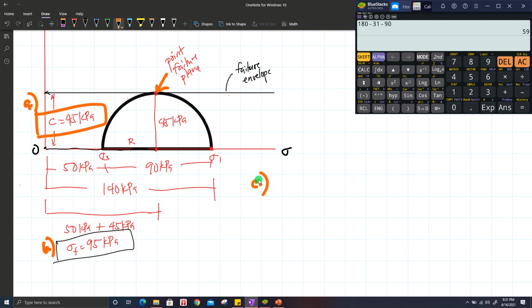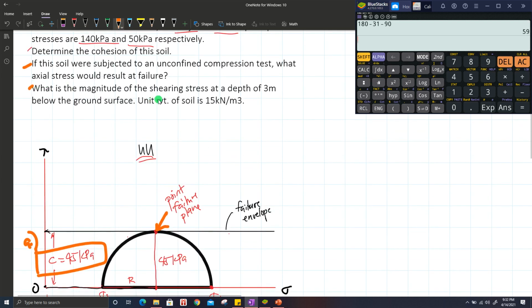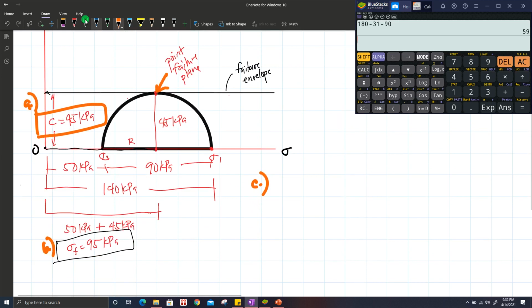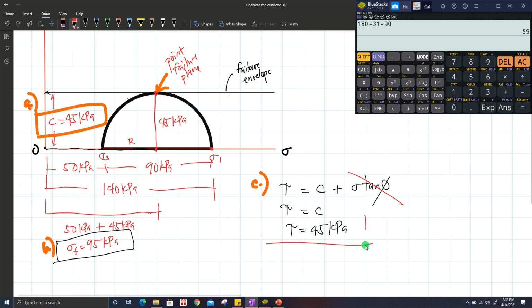For the third question, what is the magnitude of the shearing stress at a depth of 3 meters below the ground surface? Unit weight of the soil is 15 kilonewtons per cubic meter. So, balikan lang natin class yung general equation para sa shearing stress. That's equals to C plus sigma tan phi. So, phi natin dito ay 0. So, tangent of 0 is 0. Cancel out yan. So, ibig sabihin, yung pinapahanap na shear stress is just equals to C. That's 45 kilopascal. So, yun na yung sagot class.